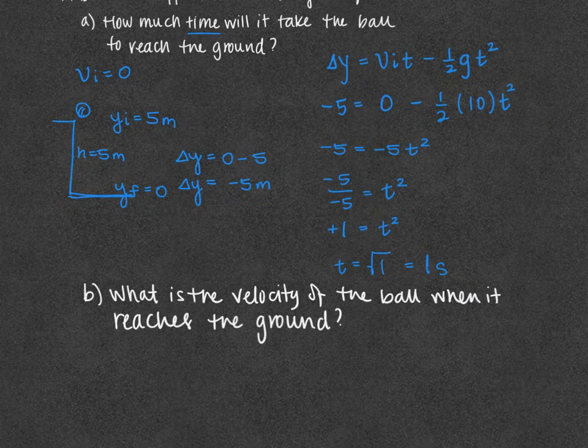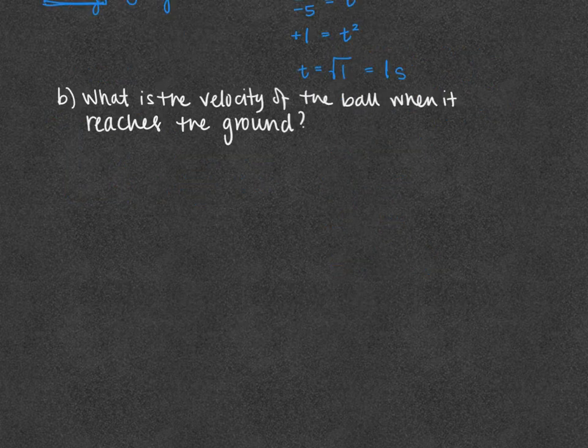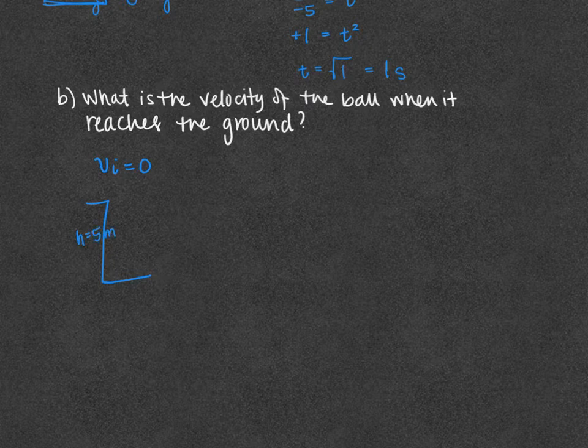Next, let's determine the velocity of the ball when it reaches the ground. Again, I know that the initial velocity is 0, and I know that it is going to fall from a height of 5 meters. So I can let the initial position of the ball be 5 meters, and the final position of the ball be 0 meters. I now know that the time it takes is 1 second because I found that from up here.